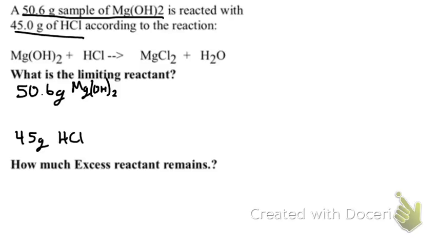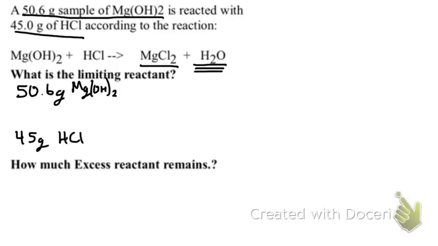Now the trick with limiting reactant problems is that this doesn't tell us what we're converting to. That's because you get to pick. You can convert either to magnesium chloride or water. But whichever one you pick, you have to convert both reactants to the same product. So I'm going to select water.